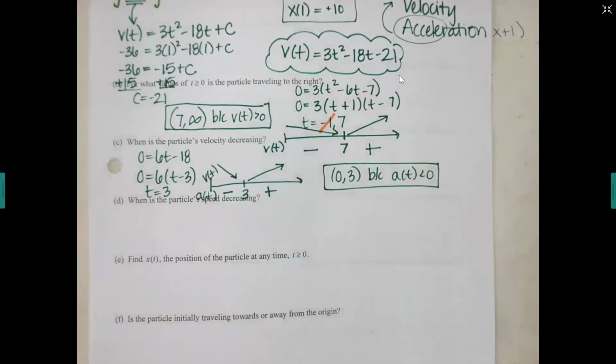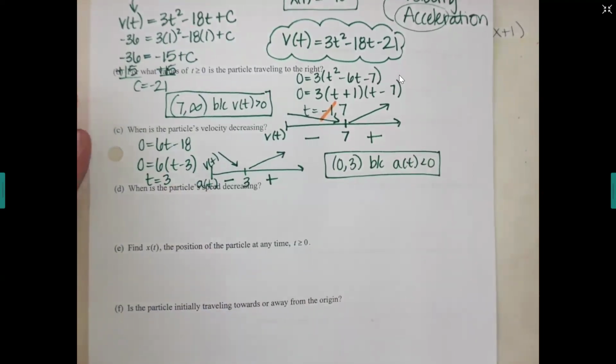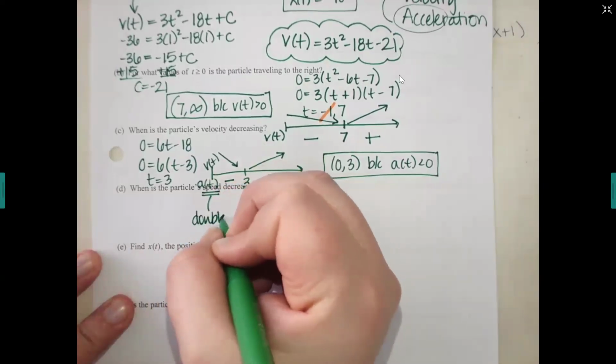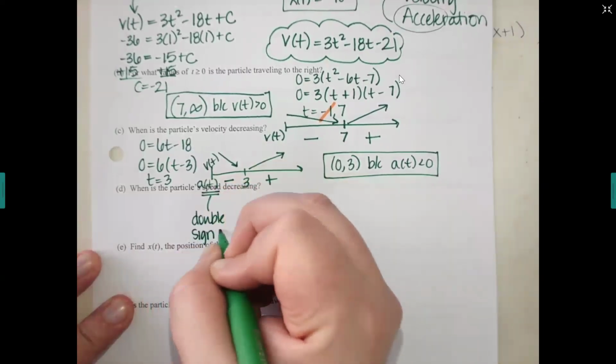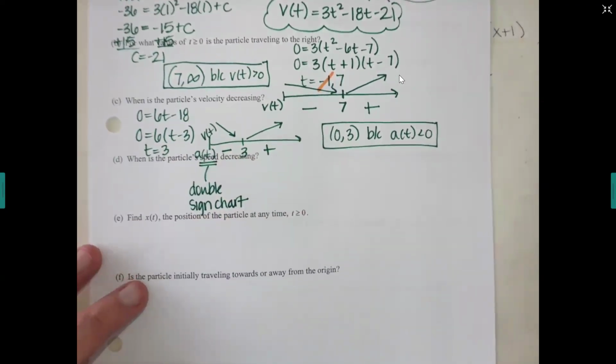Okay, the next question's almost the same, but you want speed decreasing. Do we remember what we're looking for when we're looking at speed? Yeah, the velocity and the acceleration need to have opposite signs. So remember, for speed, you're going to do a double sign chart, where you're comparing the signs of velocity and acceleration. But keep in mind, you've already made both of the number lines, you just need to stack them.